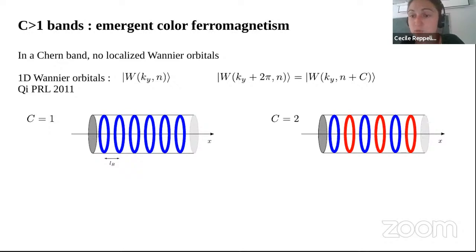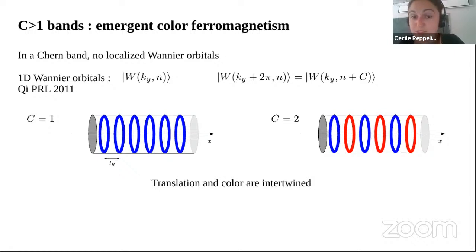And these blue and red colors are the same colors that I was referring to in the previous slide. So when you have a half filling of a band like this, you can, in principle, fill only the blue orbitals, which is going to result in a state with Chern number 1, because you only have half the Berry curvature integrated over the whole Brillouin zone.